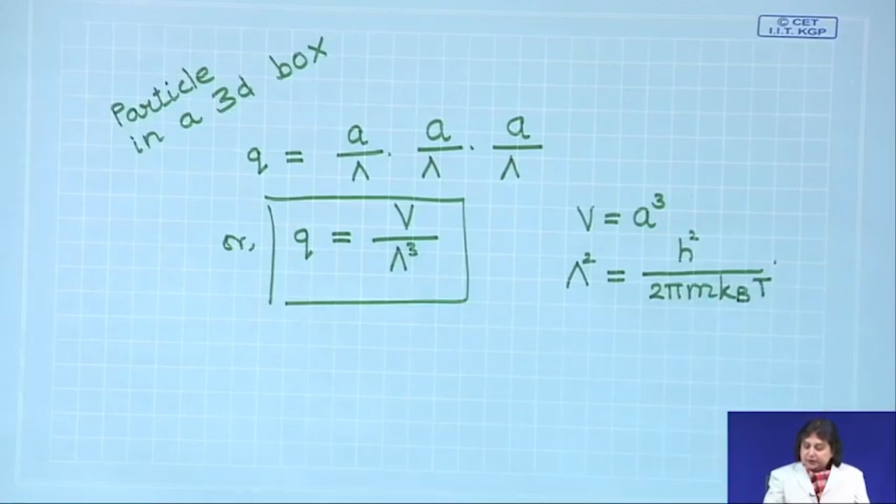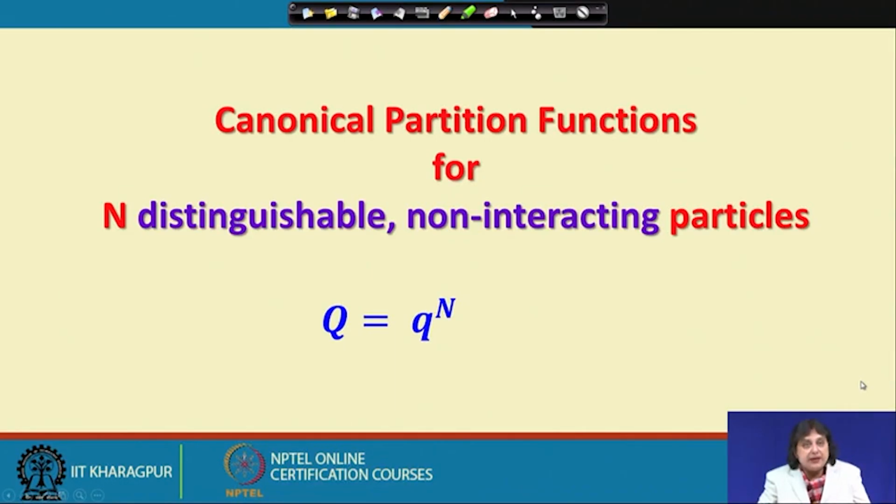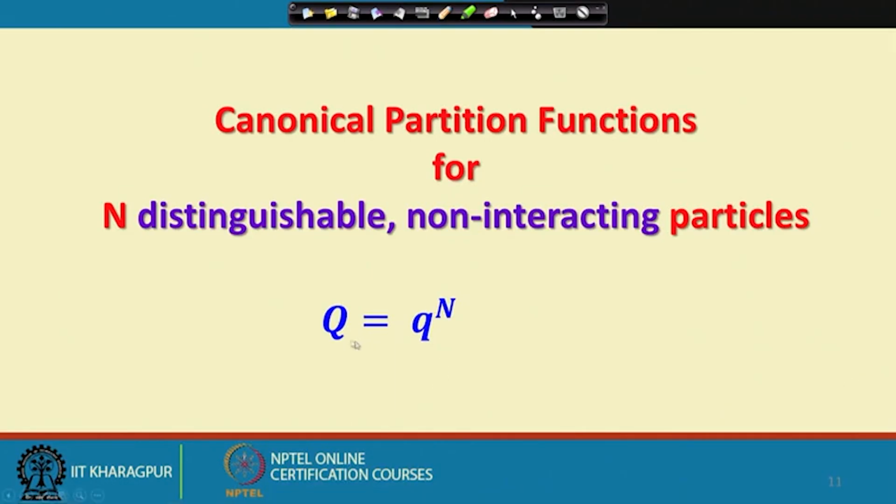So, in the last class I talked to you about how to write down the canonical partition function for capital N distinguishable non-interacting particles as capital Q is equal to small q to the power of N. So, there you had N one dimensional systems that are independent of each other, and today I have shown you 3 independent degrees of freedom associated with one particle. So, once again what I found is that for every independent degree of freedom you have one small q contributing to the overall capital Q.